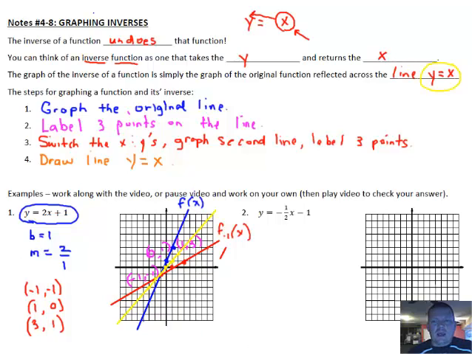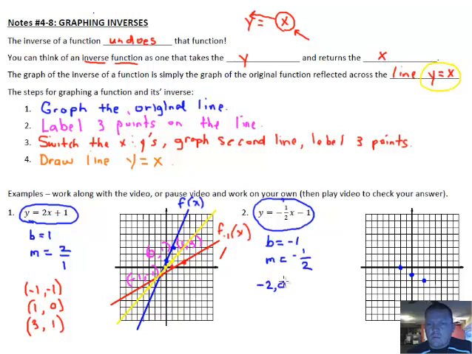Alright, let's look at the second example. We have the equation y equals -1/2 x minus 1. So let's go ahead and graph this equation. The y-intercept is -1, and the slope is -1/2. Remember, the negative can go in the top or the bottom, but not both. So we'll put a point at -1 on the y-intercept, and then we'll go down 1 to the right 2. We could actually go up 1 and to the left 2 also, and that'll get us our 3 points that we have to write. Let's go ahead and write those points down.